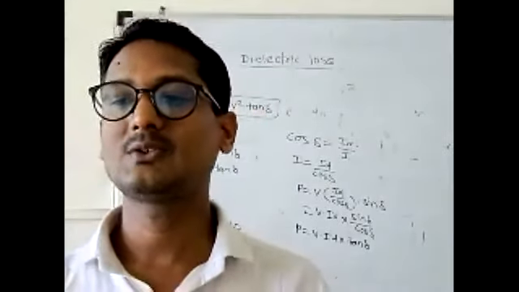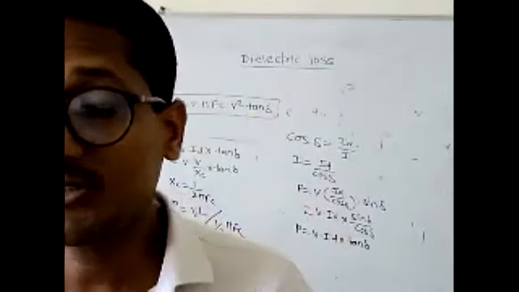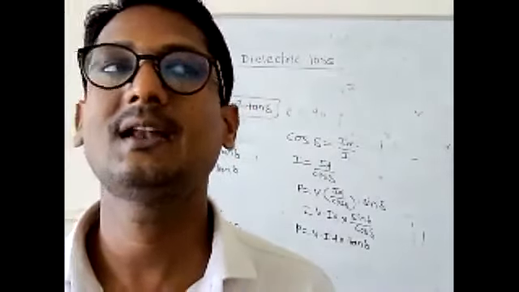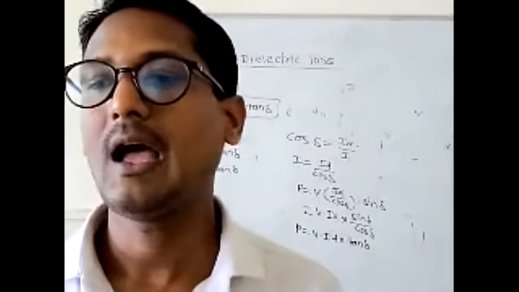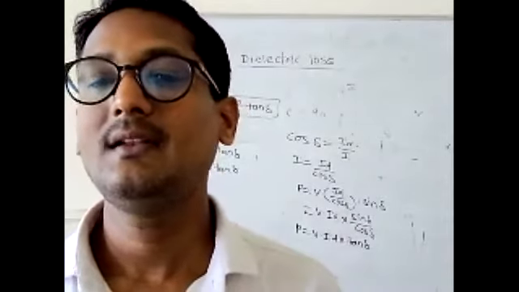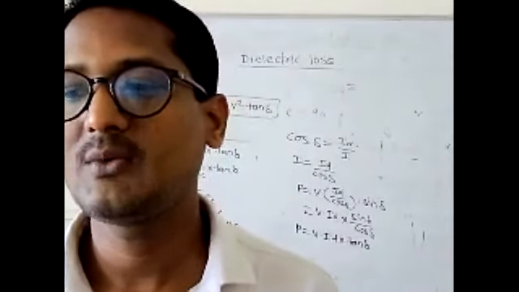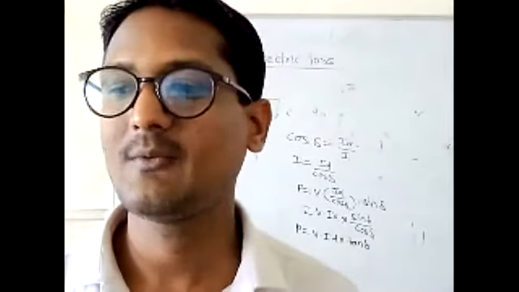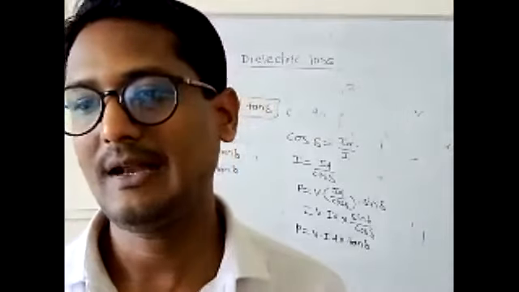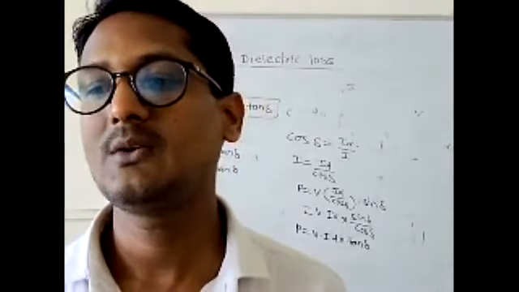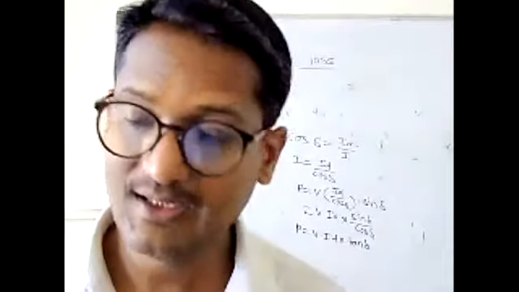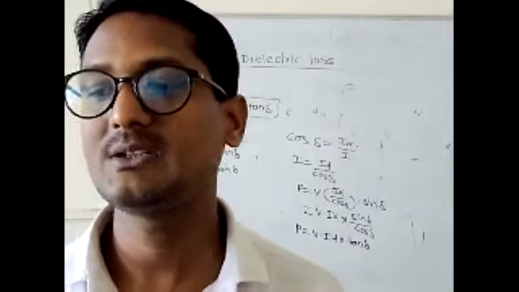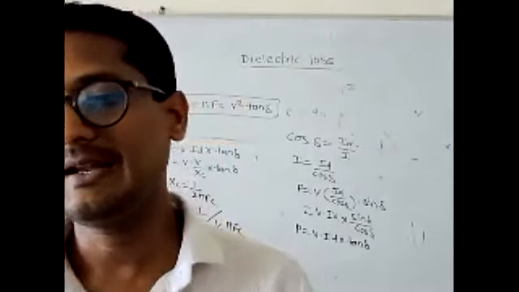Then tan delta equals IR upon ID. That is the loss tangent. Tan delta is called the loss tangent, and the value of tan delta is IR upon ID. Then the dielectric loss is given by P equals V into I into cos phi. But phi is 90 minus delta. Cos of 90 minus delta is always sin delta. Therefore, P equals V into I into sin delta.